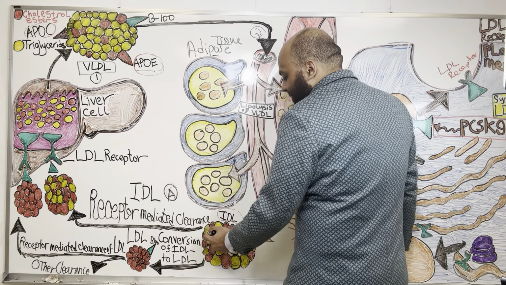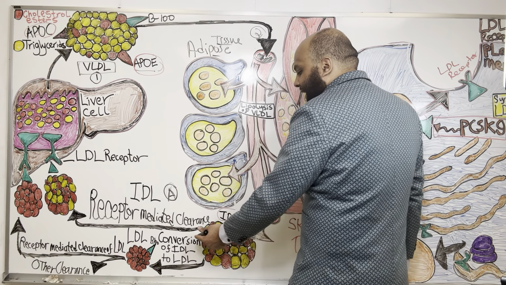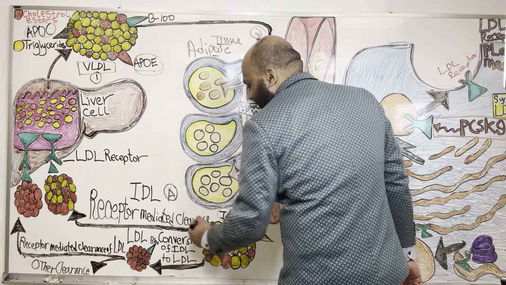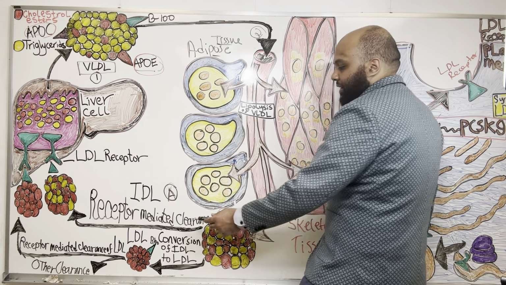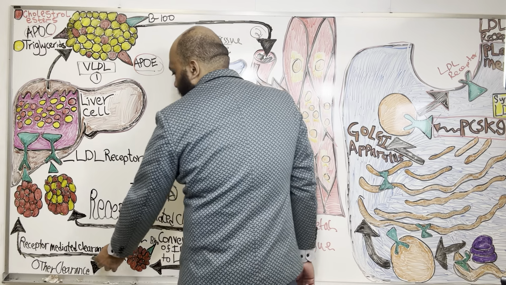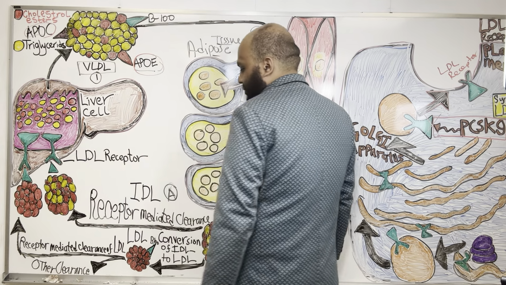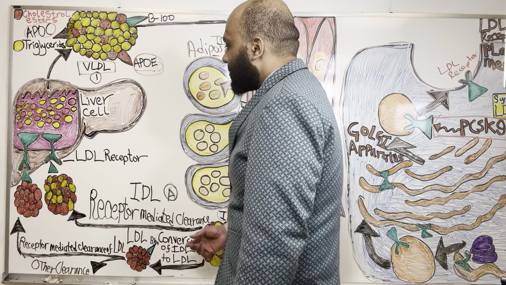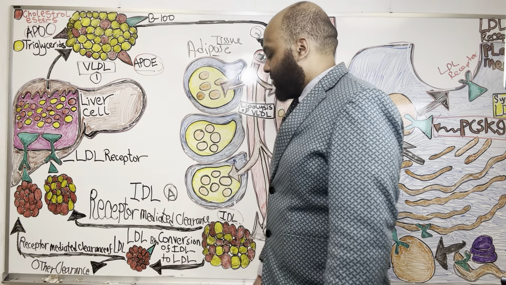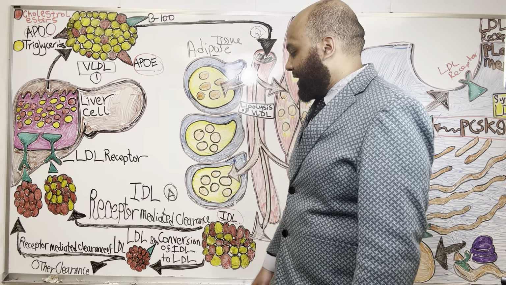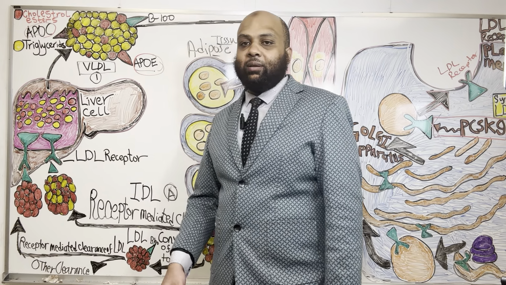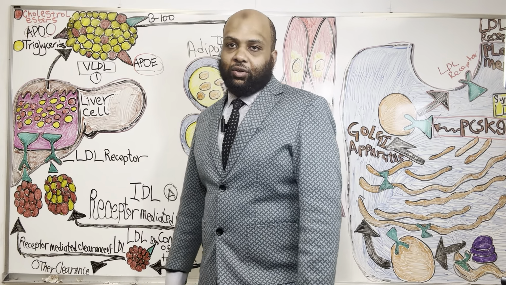The second path, B, we will now convert the IDL into LDL. So obviously you see LDL is all red. There's no yellow. And then the LDL is going to be brought inside the liver through receptor mediated endocytosis of the LDL. That is receptor mediated clearance of LDL. And then some LDL will remain in the blood. It will be cleared in other ways.